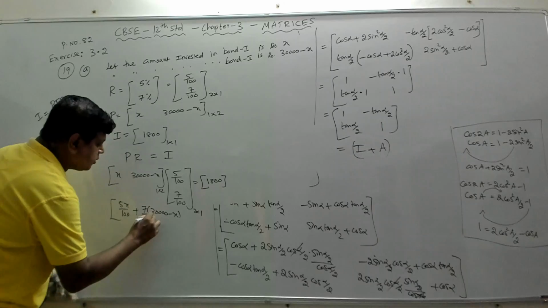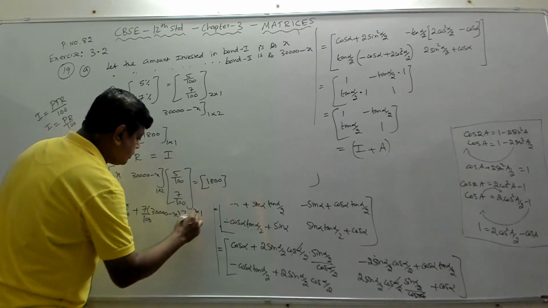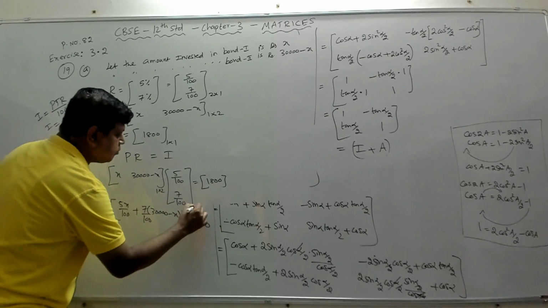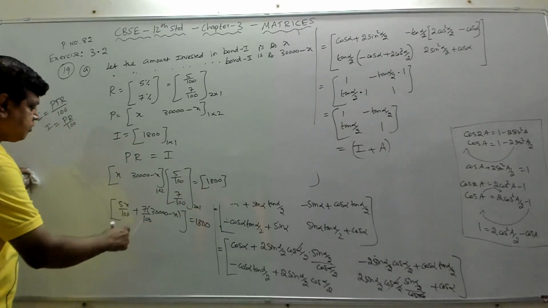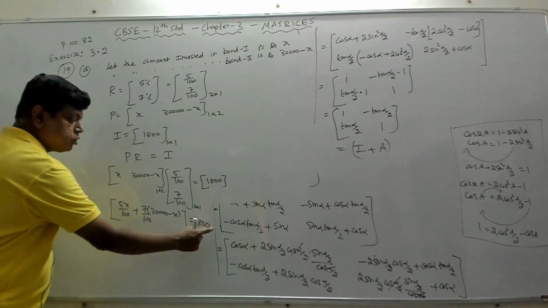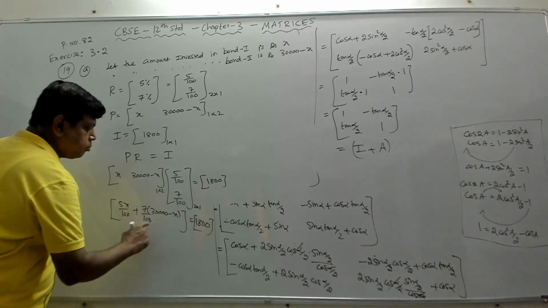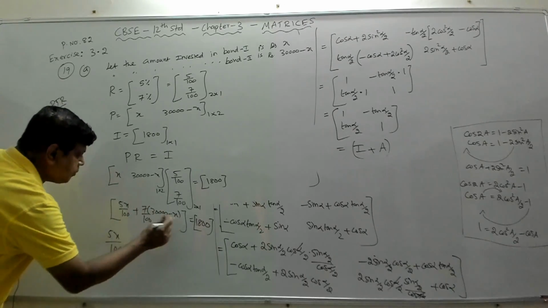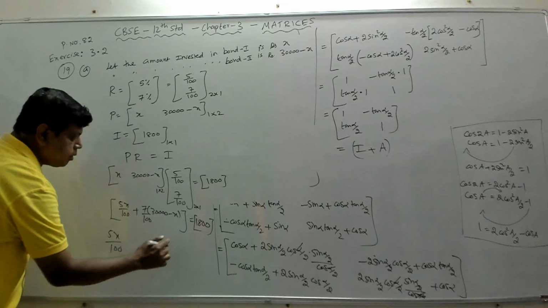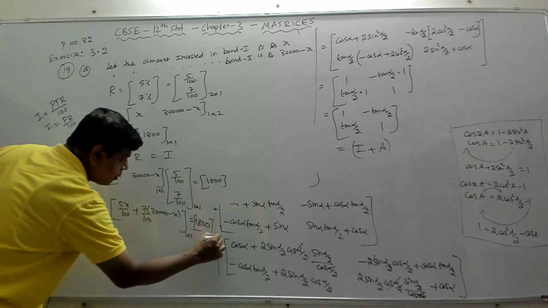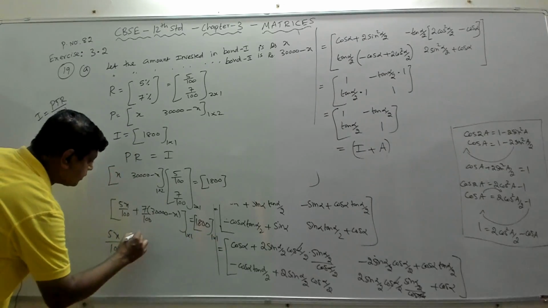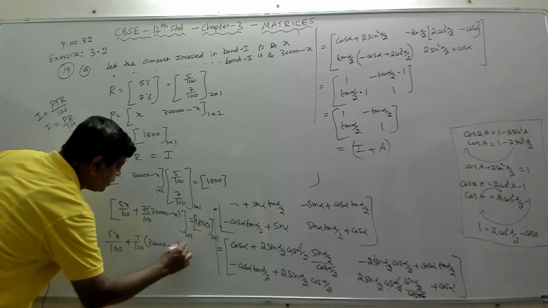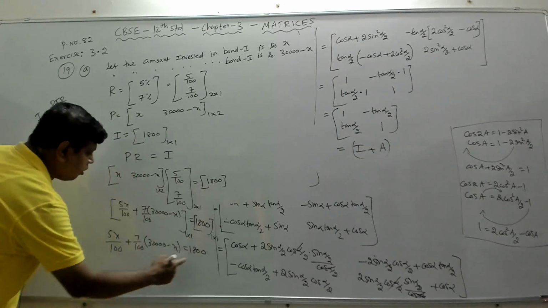7 by 100 times 30,000 minus X is equal to 1800. Now if you simplify this, this is one matrix and this is also one matrix, which means both the elements are equal. This is a 1 cross 1 matrix, and this is also a 1 cross 1 matrix. So we get 7 by 100 times 30,000 minus X equal to 1800. We will solve this and find the value of X.